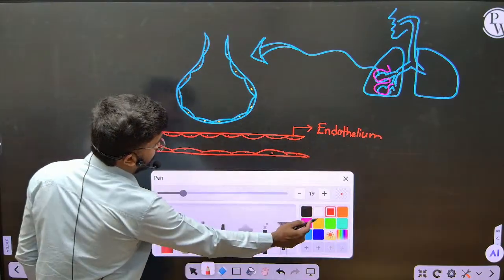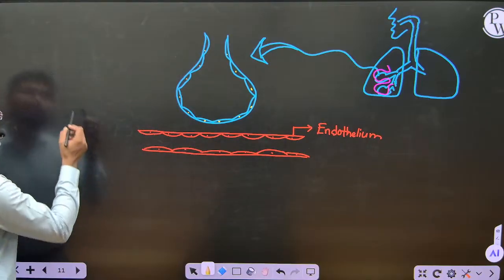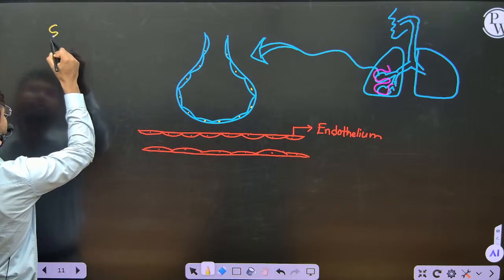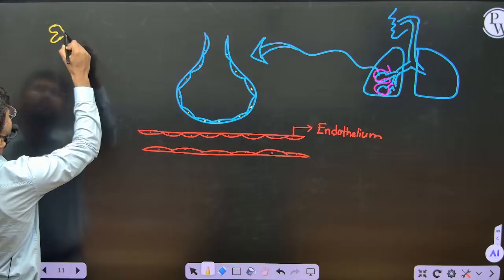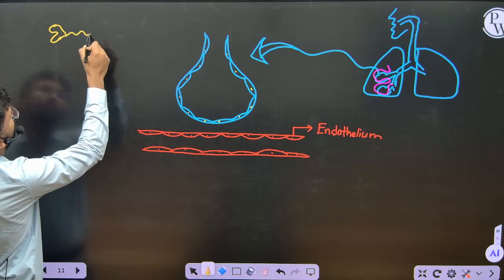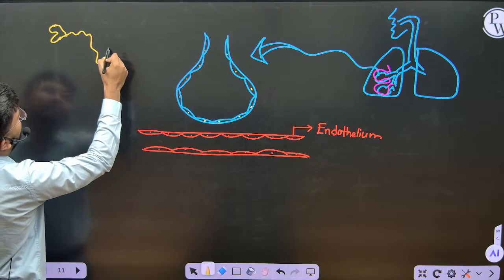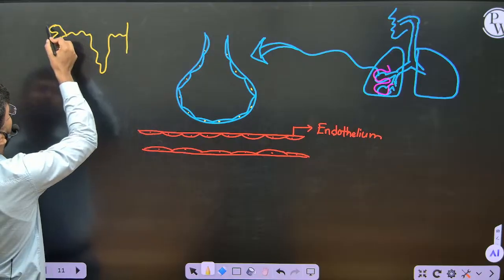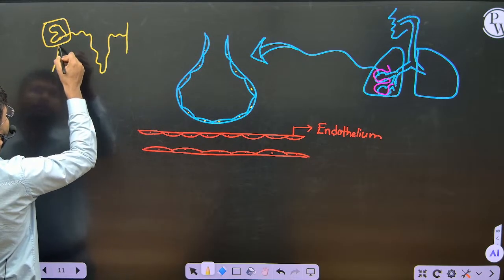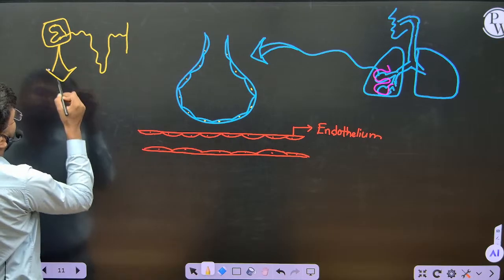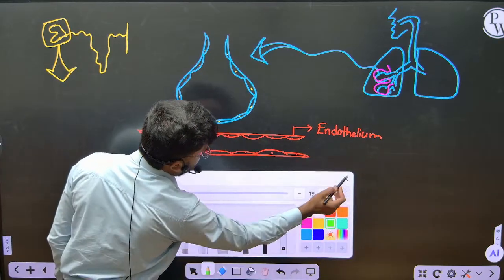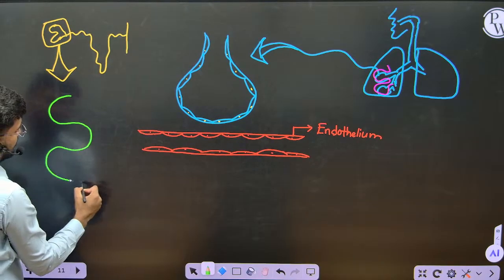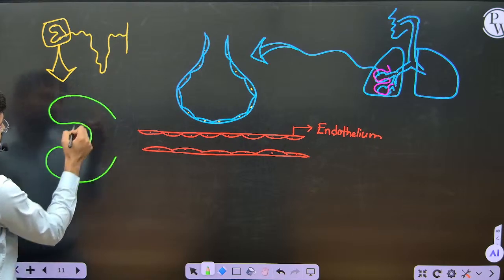The third example is Bowman's capsule. As I said earlier, each kidney has a million nephrons. In a nephron structure, Bowman's capsule leads to the PCT, proximal convoluted tubule, leads to the loop of Henle, leads to the DCT and collecting duct. Which part am I speaking about? This part. If I observe it clearly, it is a cup-like, double layered structure. What is this called? Bowman's capsule.